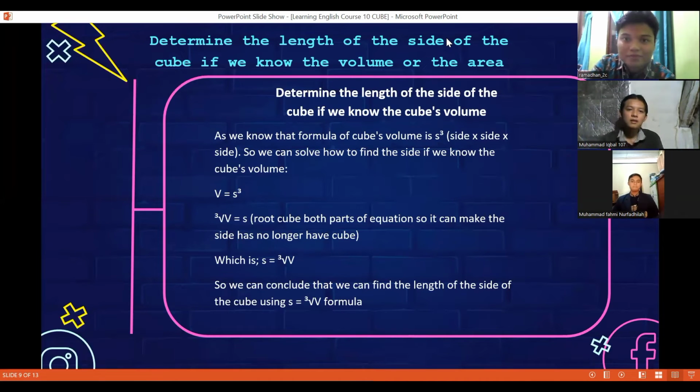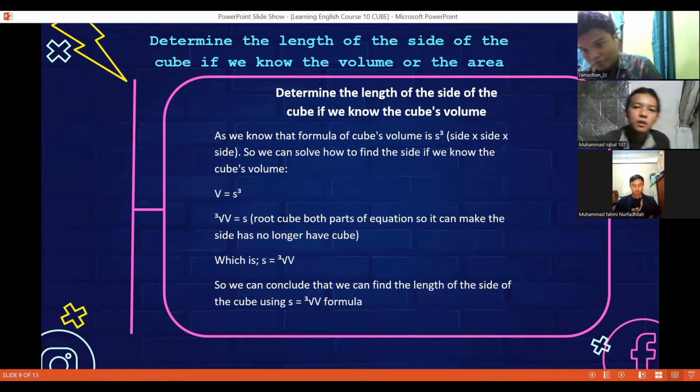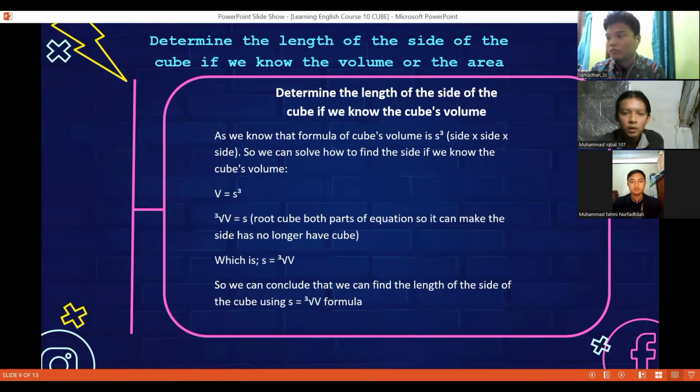Next part, I am going to explain how to determine the length of the side of the cube if we know the cube's volume or the surface area. First, we are going to find the formula for the length of the side of the cube if we know the cube's volume. Let's explain it by Ramadan and Melia about the volume and the area of a cube. First, I will explain how to find the formula of the side of the cube if we know the volume or surface area.